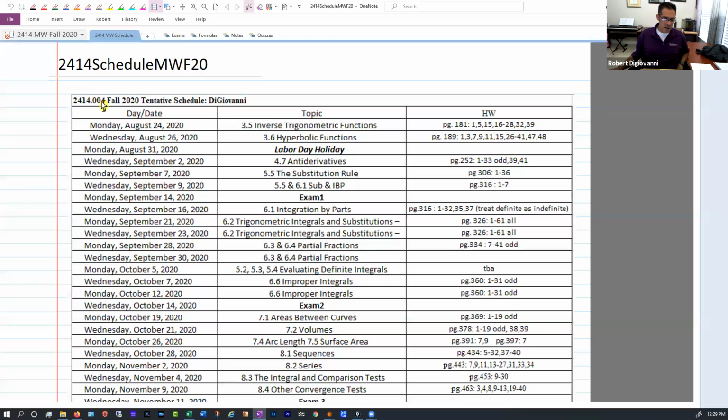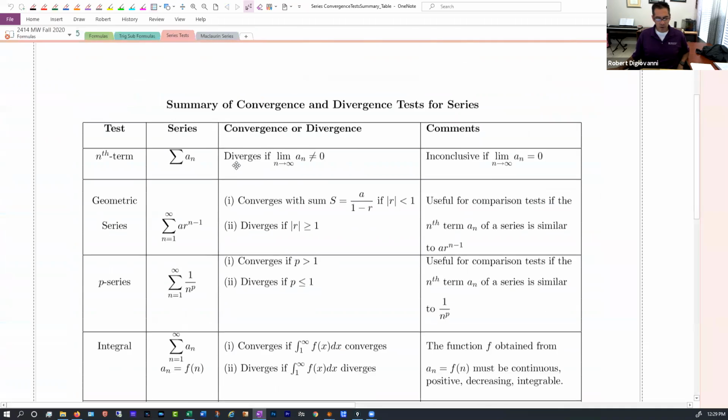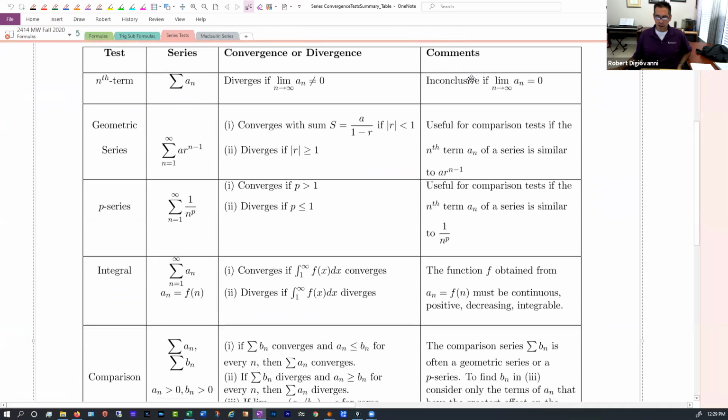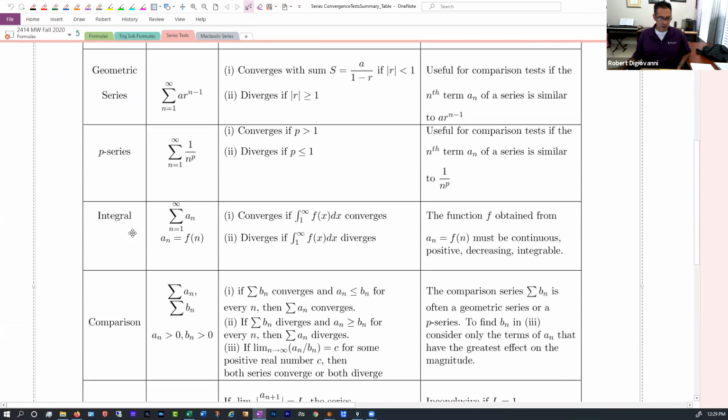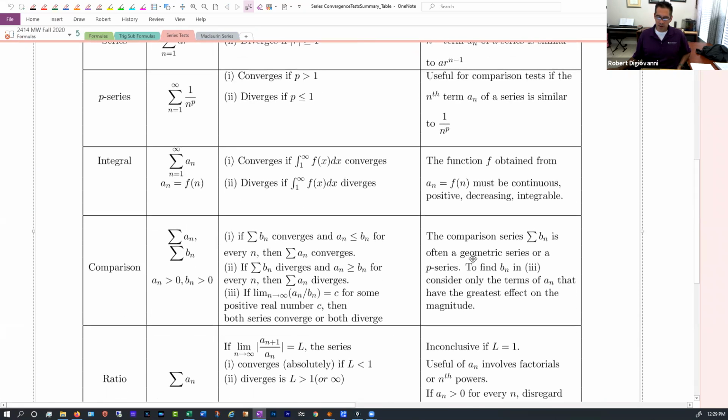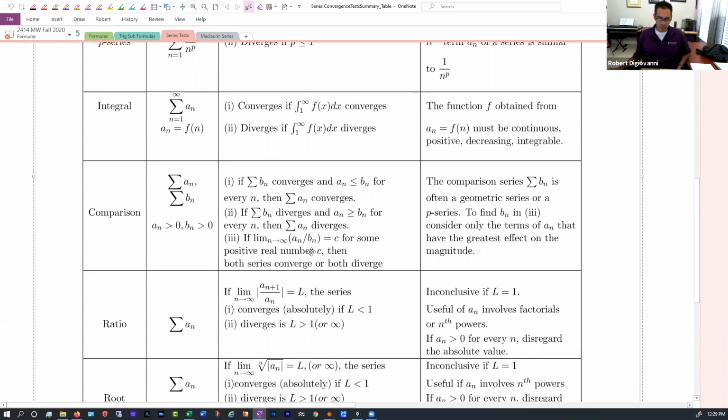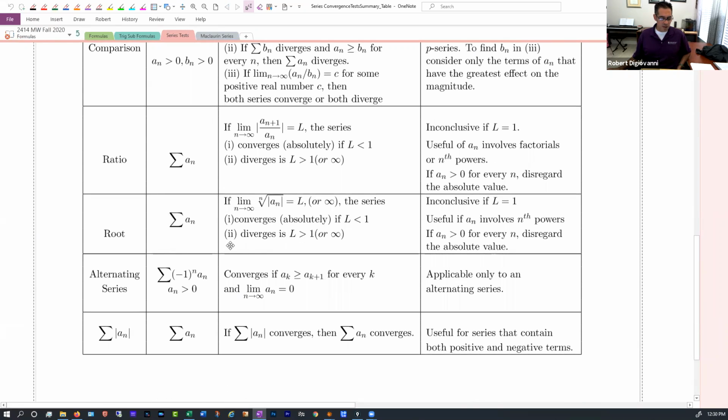We're not done yet. If you look at this, we've got our n-term test, we've got that. Geometric, we kind of got. P-series, we've got the integral test, great. Comparison test, got it. That includes the limit comparison. We still have not talked about the almighty ratio test, the root test, alternating series test, and then this right here, which is just something I'll show you next time.